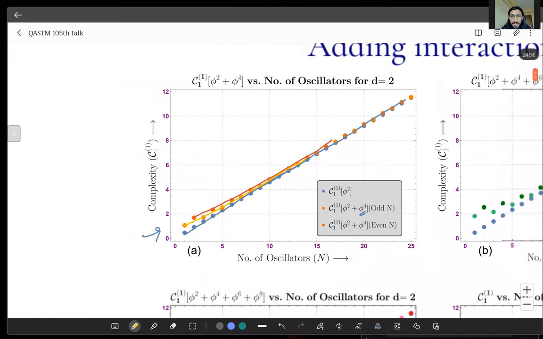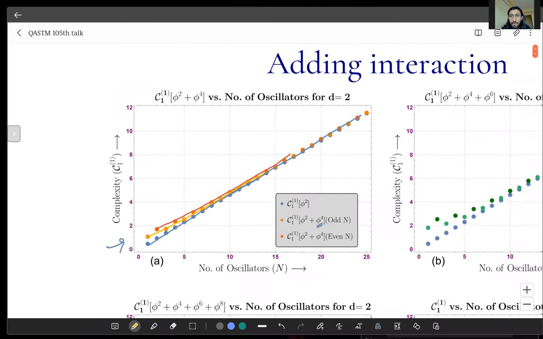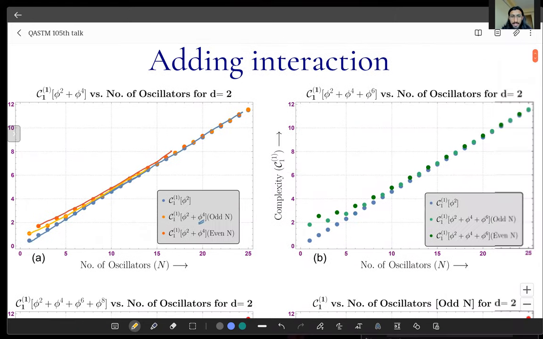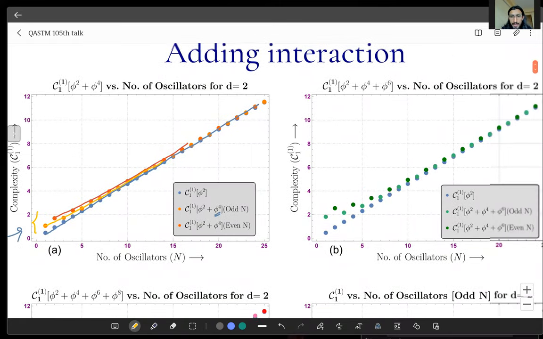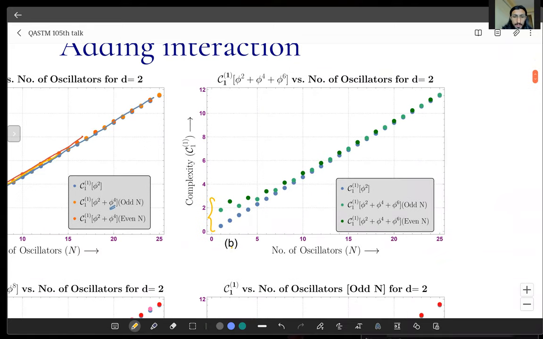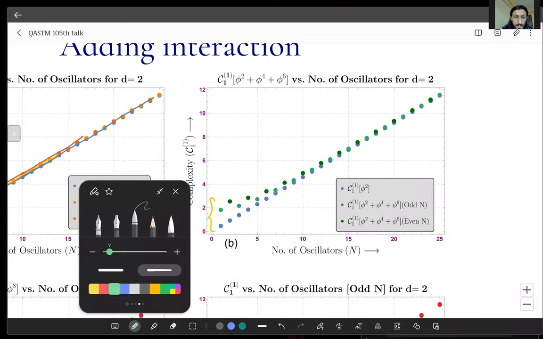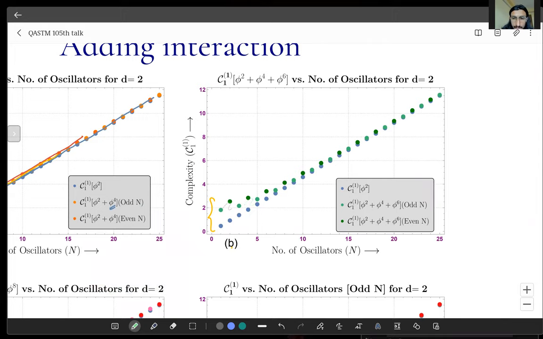Now this was in dimension 2. Now we add phi 6 interaction. So now we can see that the bump increases. The interaction contribution to this part increases by this much. And again, in green, this is the odd part.